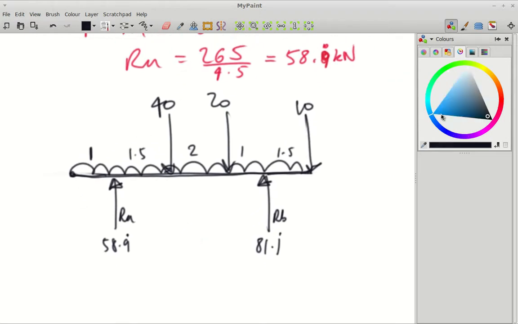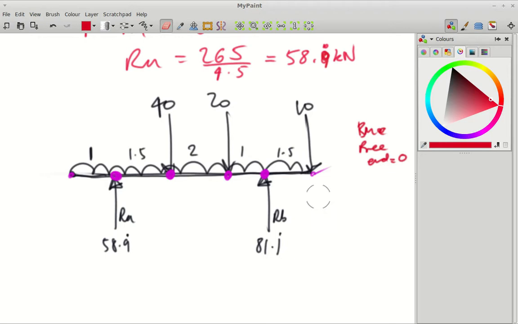So, working out the bending moment points, it naturally lends itself to working them out at this point. Let me choose a better colour. We're working out at RA, at this 40 kilonewton point load, and the 20. And RB. We'll not work it out at 10 because these are free ends, and the bending moment at a free end equals 0. So we don't need to work it out for that end. So just to recap, we're going to work out bending moment at this point, this point, this point, and this point. And it's not too difficult, really.